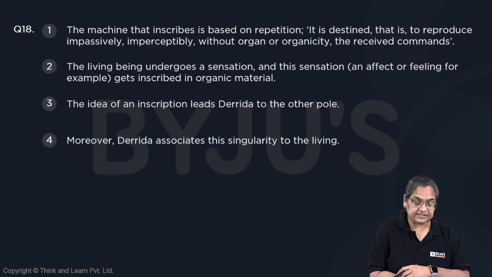The machine that inscribes is based on repetition. It is destined, that is, to reproduce impassively, imperceptibly, without organ or organicity, the received commands. The living being undergoes a sensation, and this sensation, an effect of feeling, for example, gets inscribed in organic material. The idea of an inscription leads Derrida to the other pole.